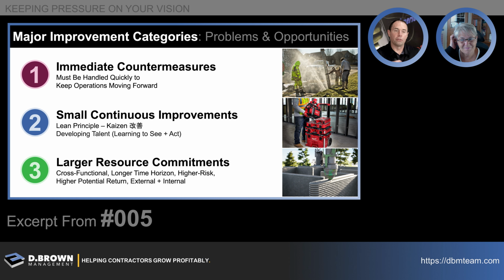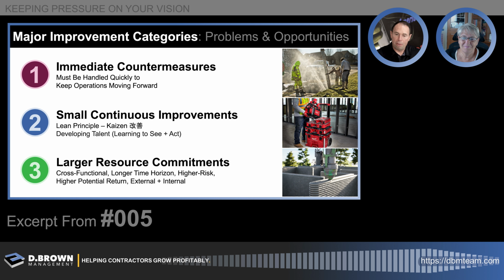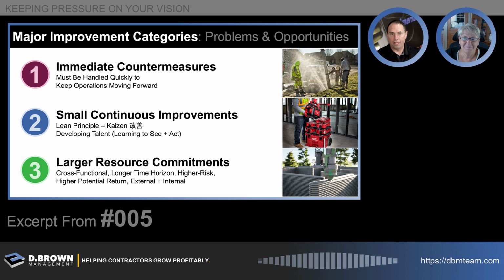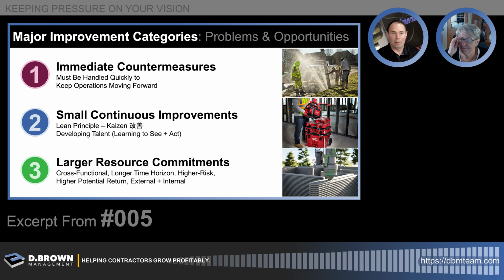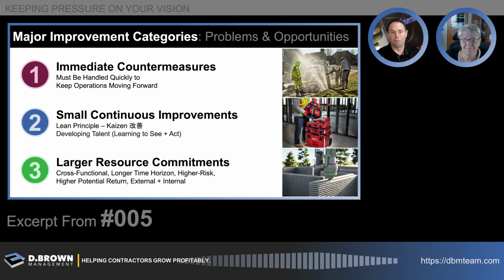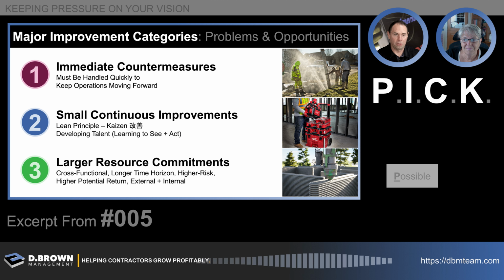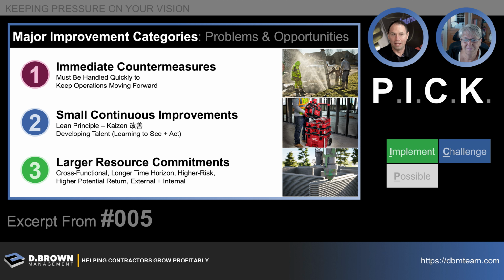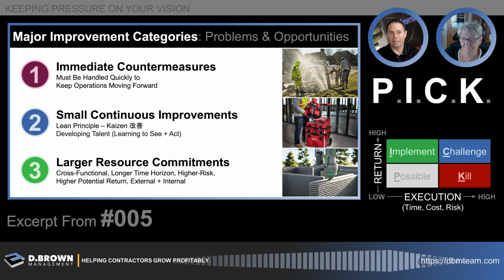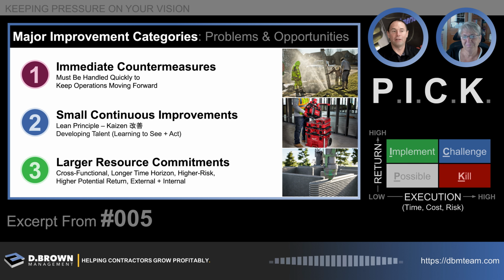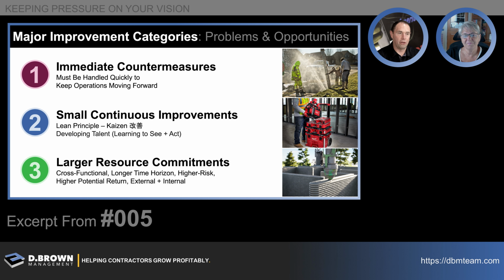And then there are larger resource commitments. If you decide you're going to make a huge bet on 3D printed buildings or something like that, that's a large resource commitment. That is not an incremental improvement. That is a CEO and board level decision to commit resources, because it's going to be millions of dollars and it's going to take years. It could pay off huge. It could not, for a whole variety of reasons. So those are the three categories.